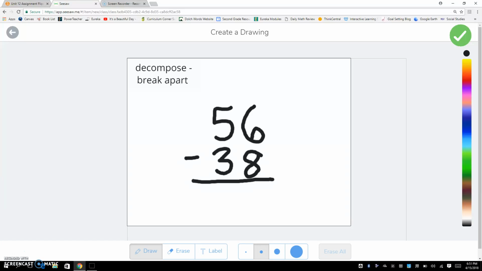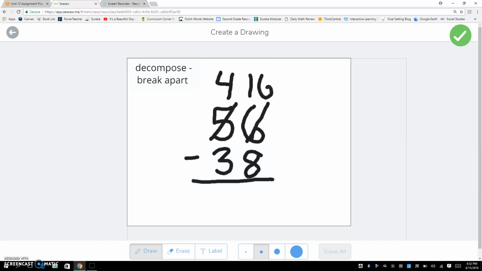Let's see how you did. First, I need to look at my ones. Can I do 6 minus 8? No, so I need to decompose my 10. So I'm going to cross out my 5 tens. I'm going to make it 4 tens. I'm going to use that 10 and decompose it, or break it apart, into 10 ones. When I do that, I get 10 ones plus my 6 ones that are already there, and that would be 16 ones.